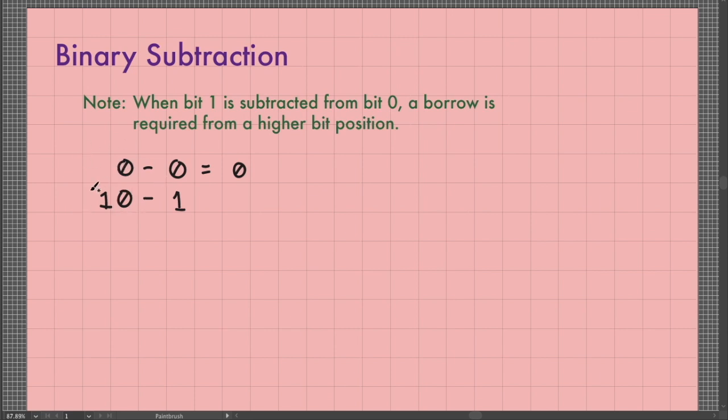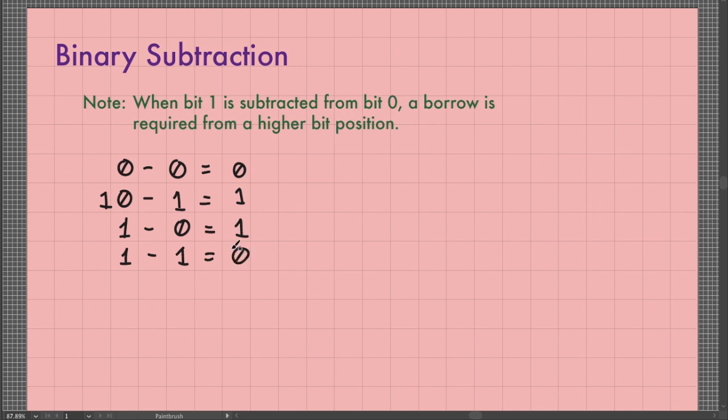Now we have a binary number 10 which has a decimal weight of 2 and a binary number of 1 which has a decimal weight of 1. So 2 minus 1 is equal to decimal 1 or equivalently bit 1. Next, bit 1 minus bit 0, this is equal to bit 1. And bit 1 minus bit 1 equals 0.